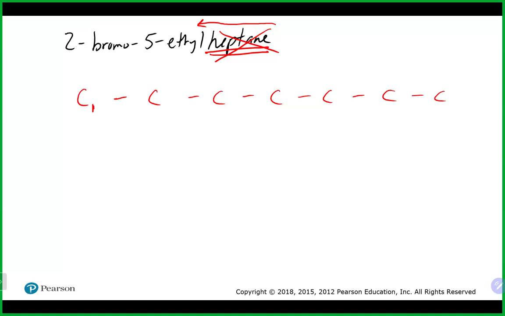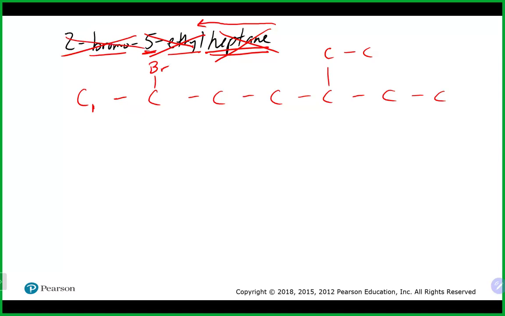So for me, that means that I need to go to carbon number 5, right? Which for me would be 2, 3, 4, 5. And I need to put an ethyl group, right? Ethyl group is a 2-carbon group based off of ethane. And if you're not sure, you could just put the C's for now if you like. And that pretty much takes care of that. I then should go to carbon number 2, which for me would be 1 over from my 1. And I should put a bromo, which is a Br. I'm out of name.